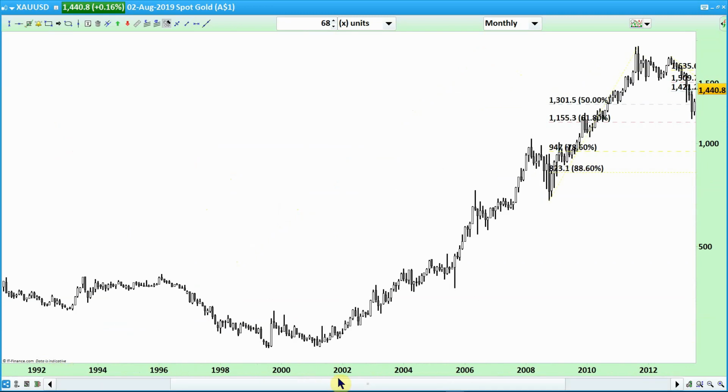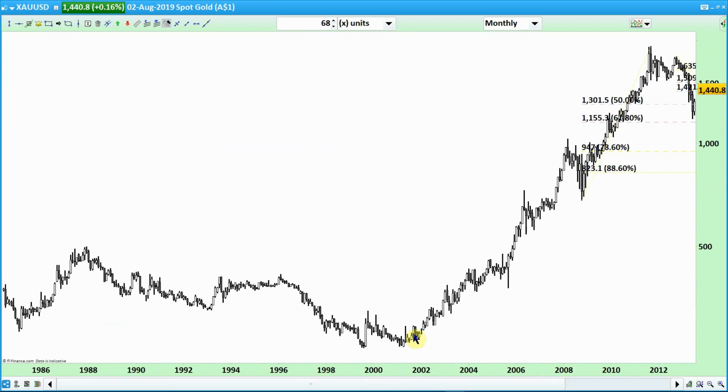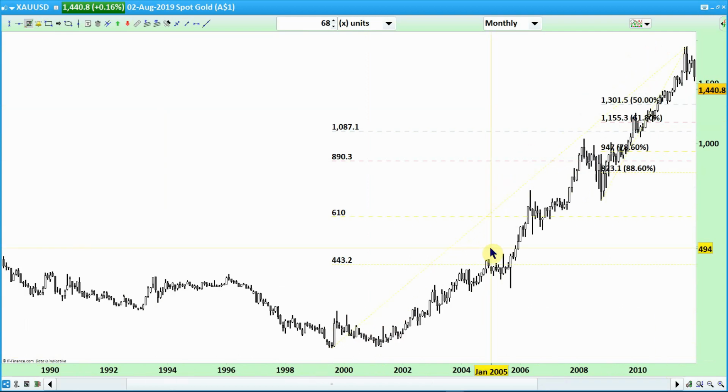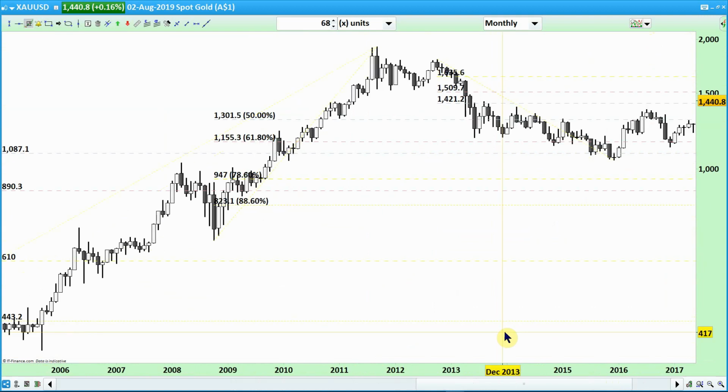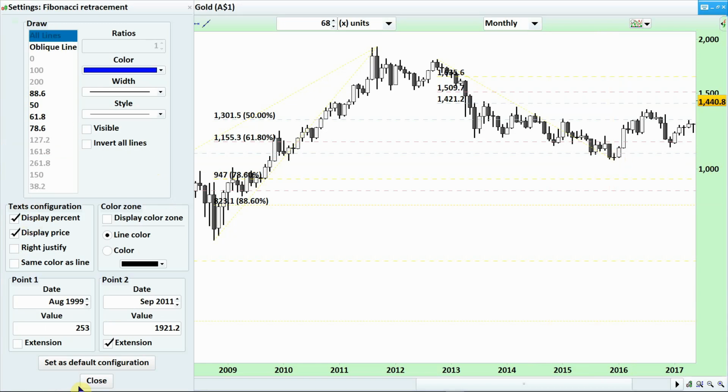And if we draw from all time low, which is this one here, which is 253, and this one is 253.3, so this one 253. If we draw from 253 to this, we have two levels here. One is 1087.1. I think this is the 50% level. So the 50% level is this one.